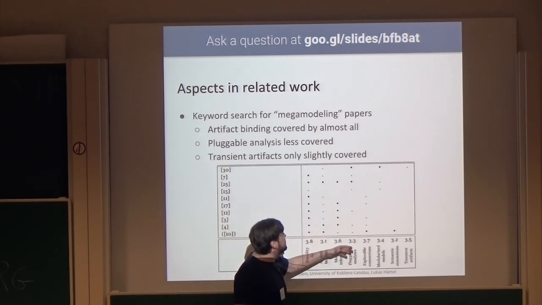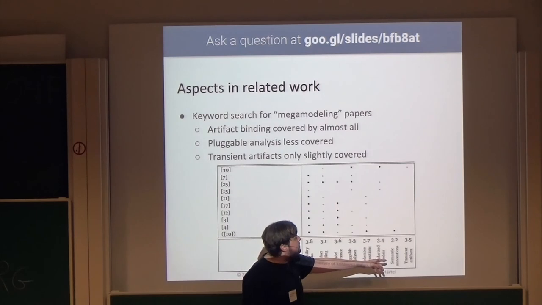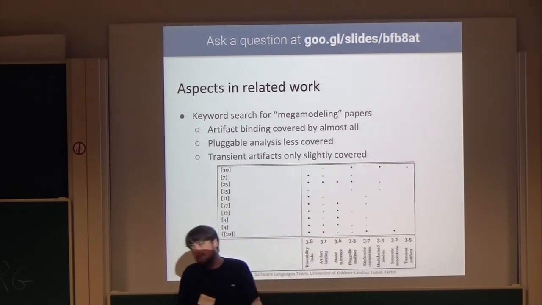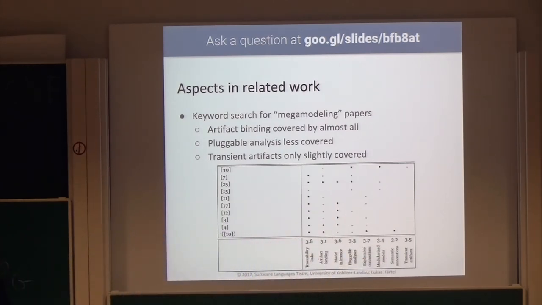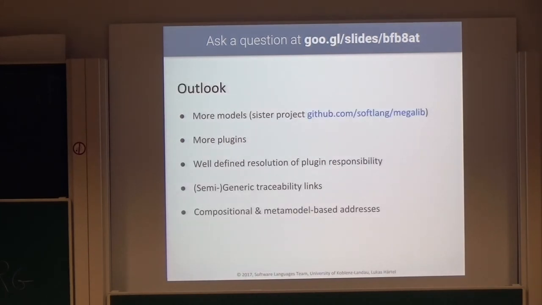Black hole analysis, you see it's a little bit less. On the rightmost side, transient artifacts, you see it's not really covered at all, sadly. But we try to fix this. The outlook, what we're going to do is we'll try to make more models, like more linguistic architecture, to find out if these aspects are sufficient. Try to find more plugins, or create more plugins, and also make creating plugins easier.